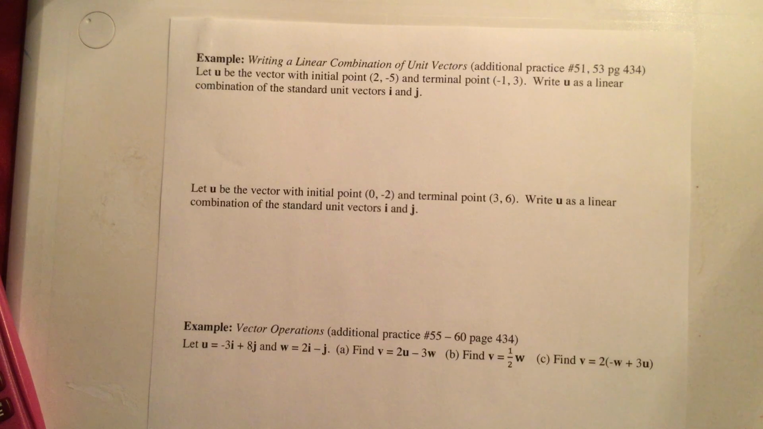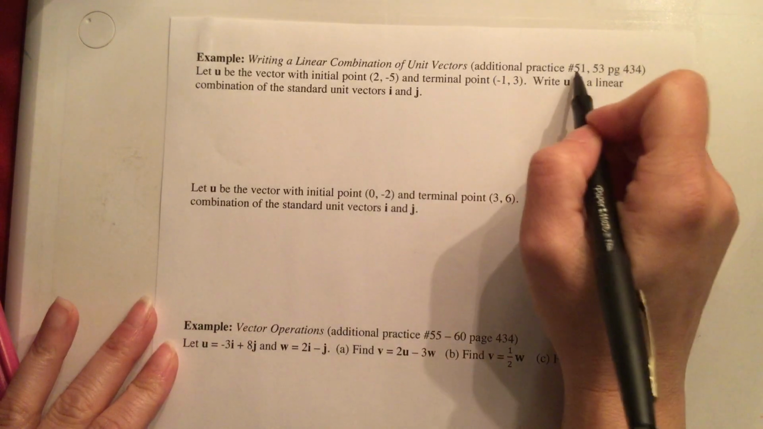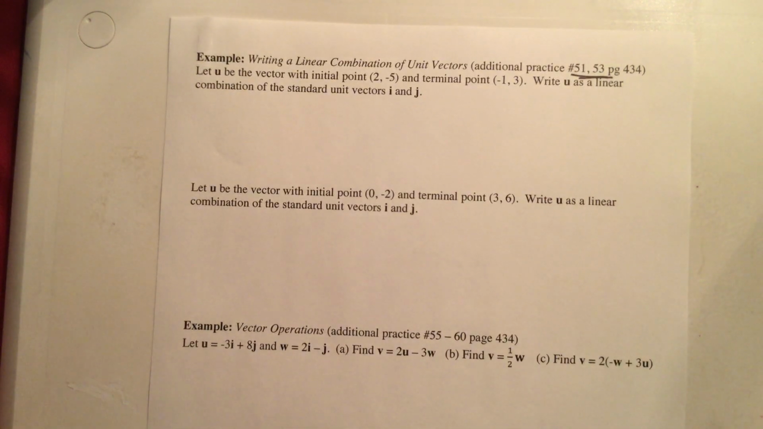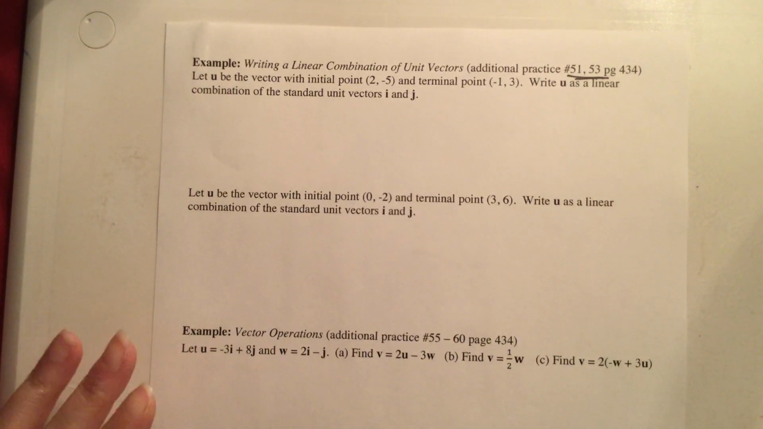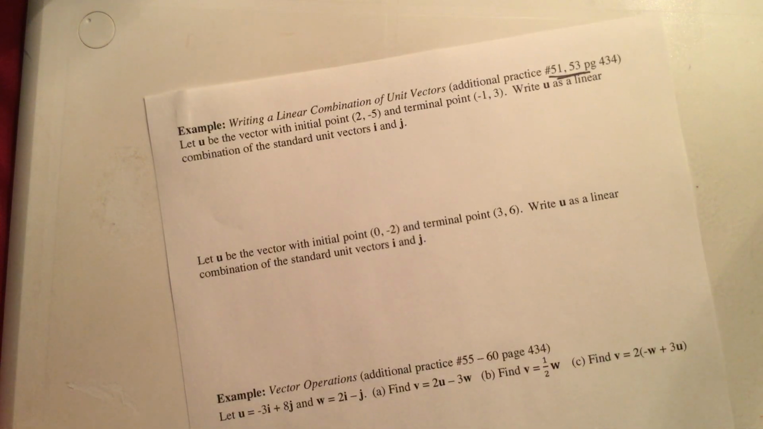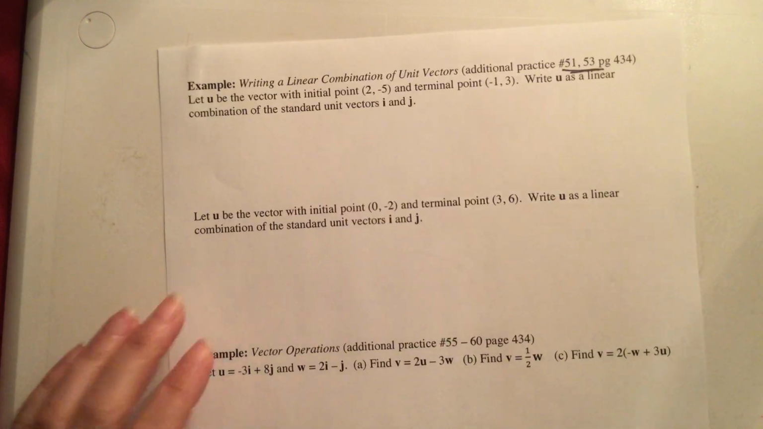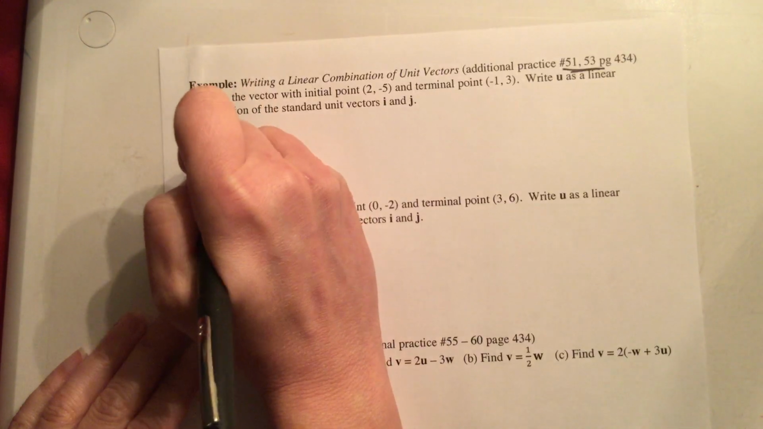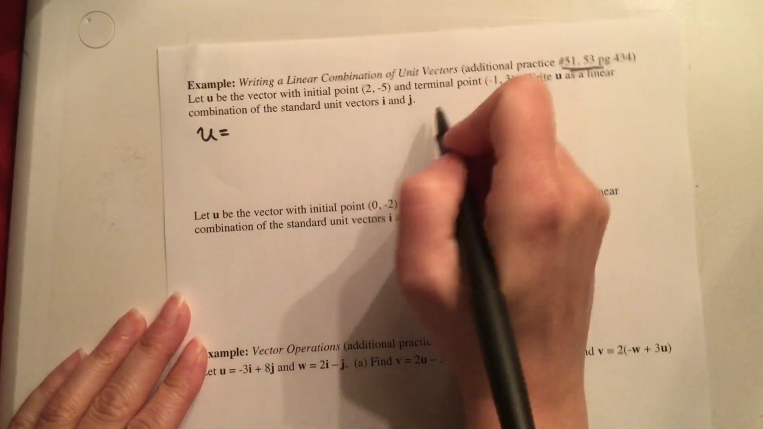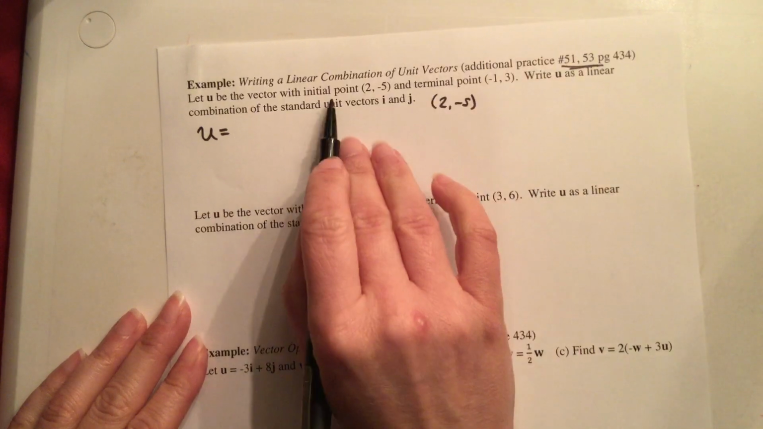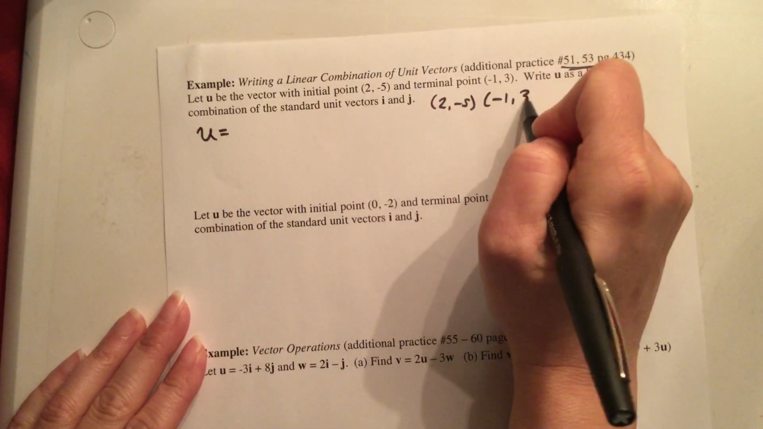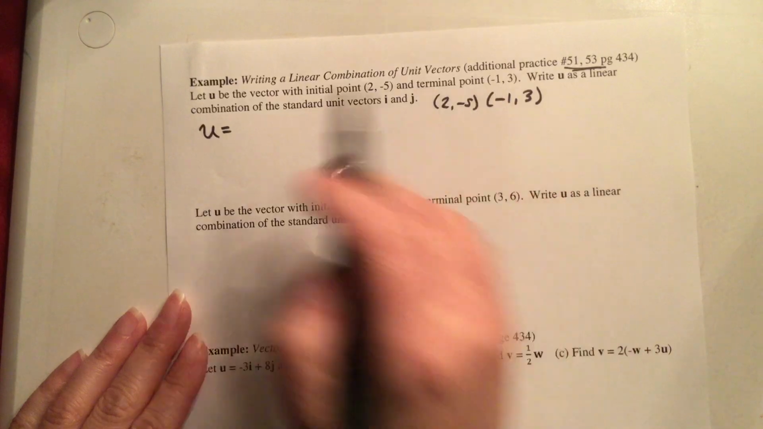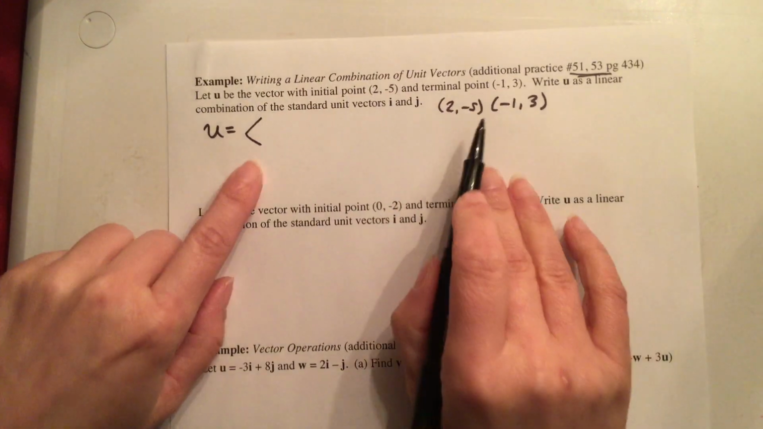All right. It says writing a linear combination of unit vectors. We will do 2. If you need additional practice, 51 and 53 in the book are 2 more that are pretty good to try. Okay. So I start off finding that component vector because to me, the component vector makes sense. It's not challenging. So if I have vector u, it starts at 2, -5, that's its initial point. If it ends at -1, 3, that's its terminal point. I know I can easily find that component form first.